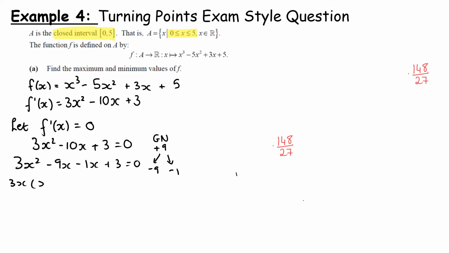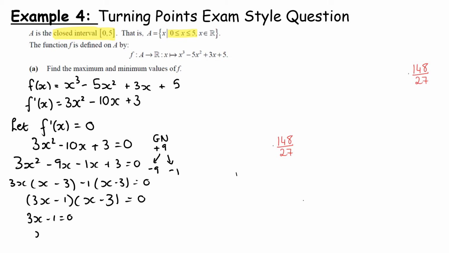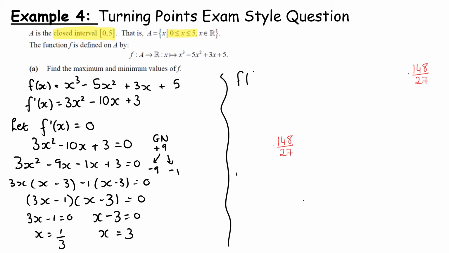3x is common, x minus 3, minus 1 is common, x minus 3, and we get 3x minus 1, x minus 3 equals 0. So 3x minus 1 equals 0, so x equals a third, and x minus 3 equals 0, so x equals 3. So now that we have that, we can work out f of a third, and we can work out f of 3.